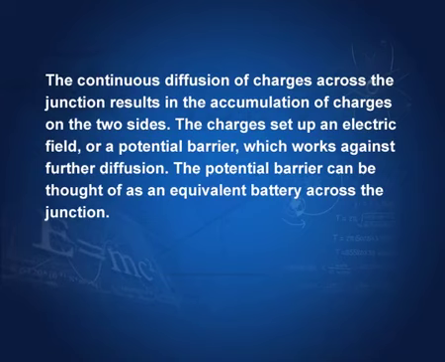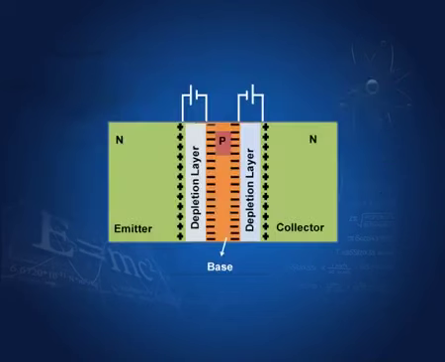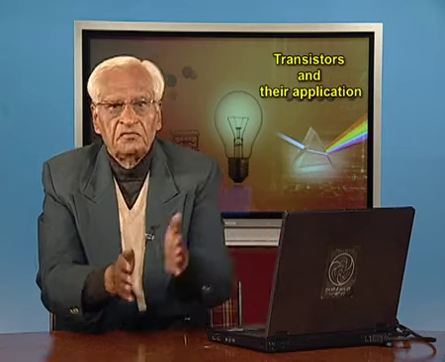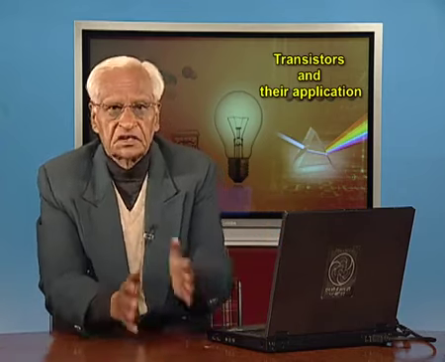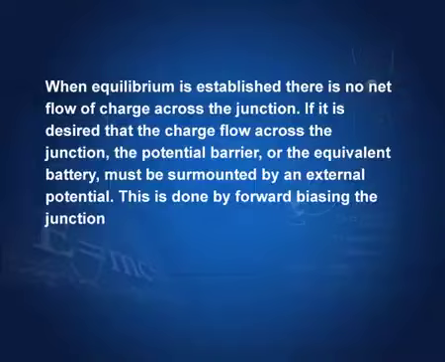As I have been saying all along, the continuous diffusion of charges across the junction results in accumulation of charges on the two sides. The charges set up an electric field or a potential barrier. Here are the potential barriers which work against further diffusion. These potential barriers disallow further diffusion or discourage further diffusion. When equilibrium is established, there is no net flow of charges across the junction.